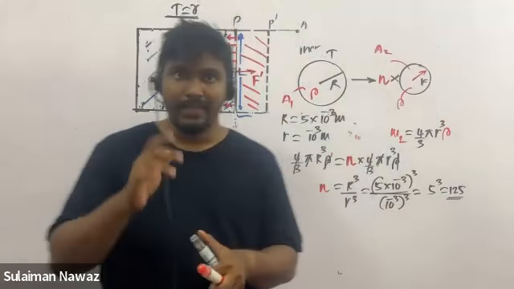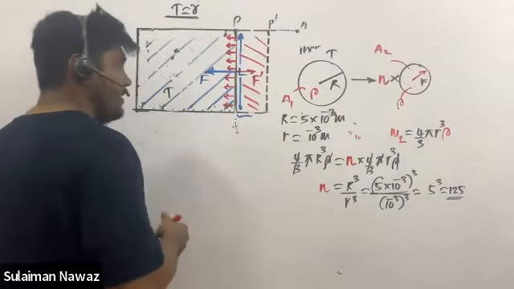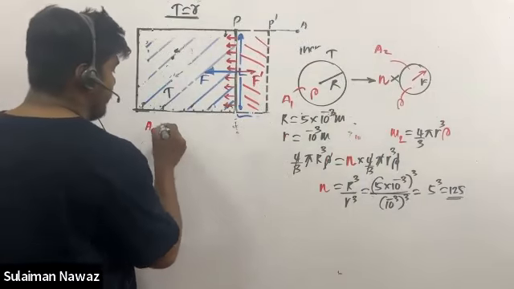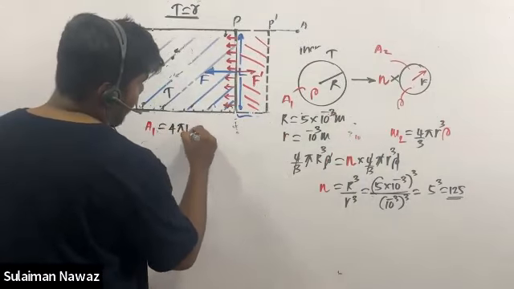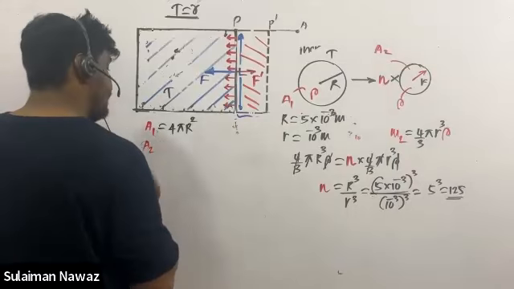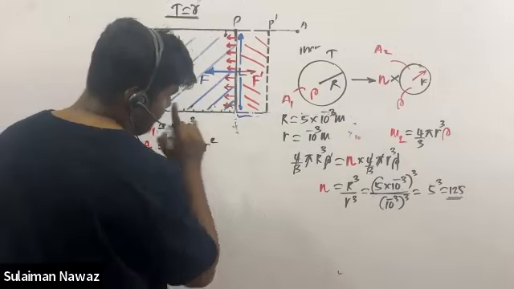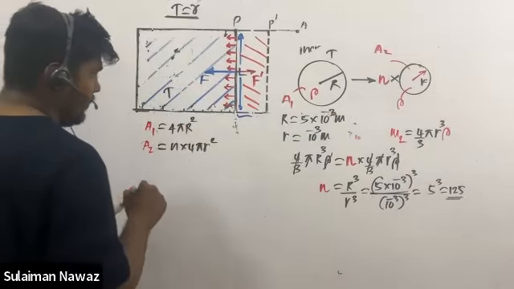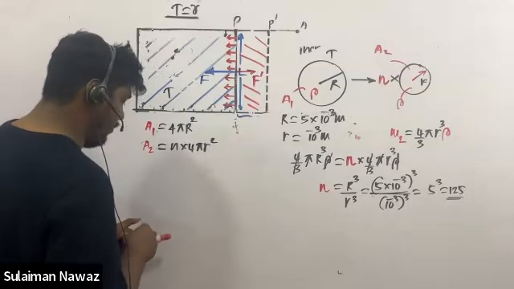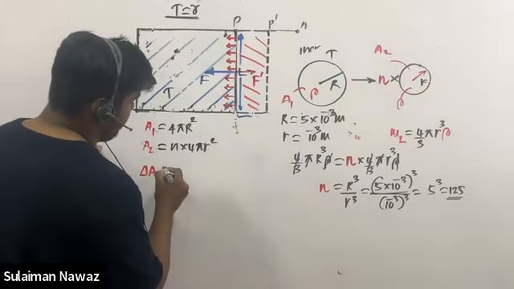But they are asking the work done, which depends on the area before and after. Before area A1 will be 4 pi capital R squared. After area A2 will be small n into 4 pi small r squared. Now simplify this, and the problem is solved. Now the change in area, delta A, will be.